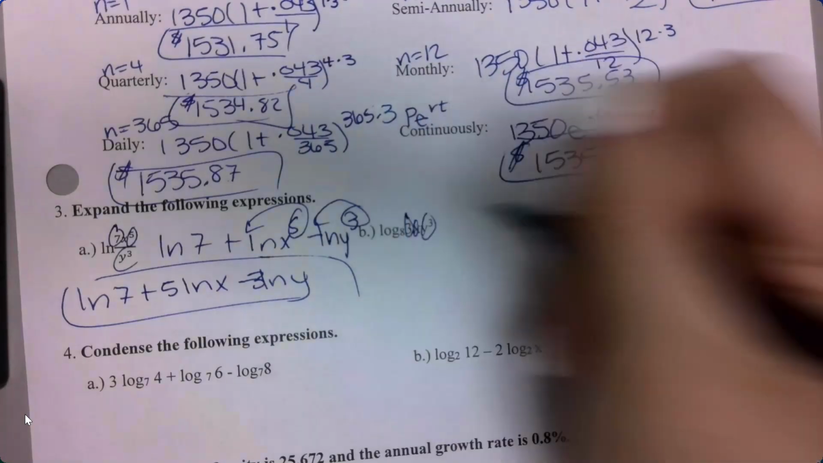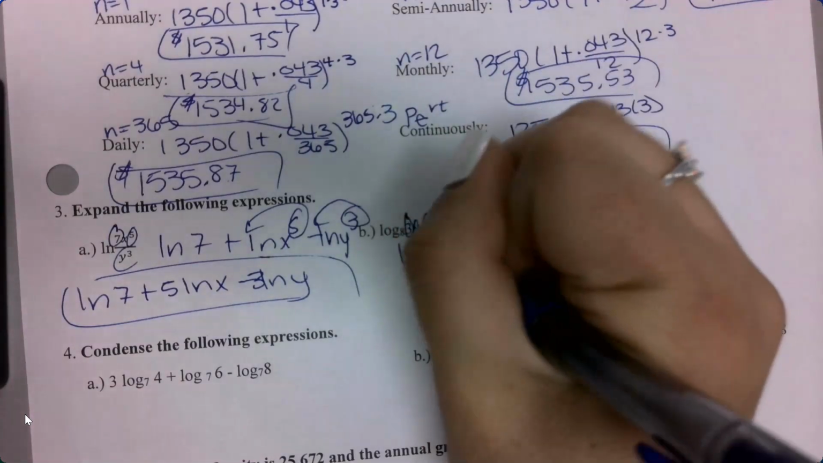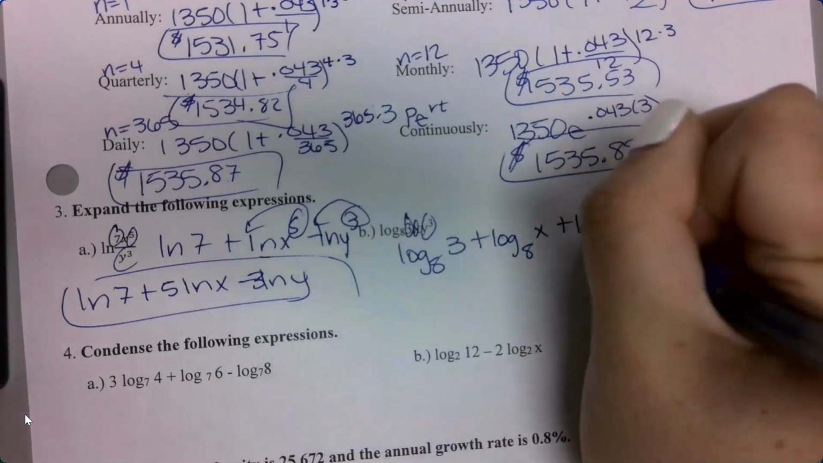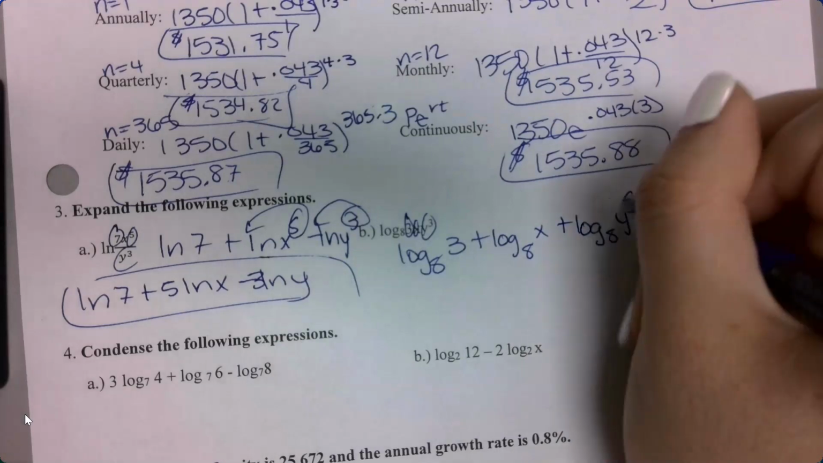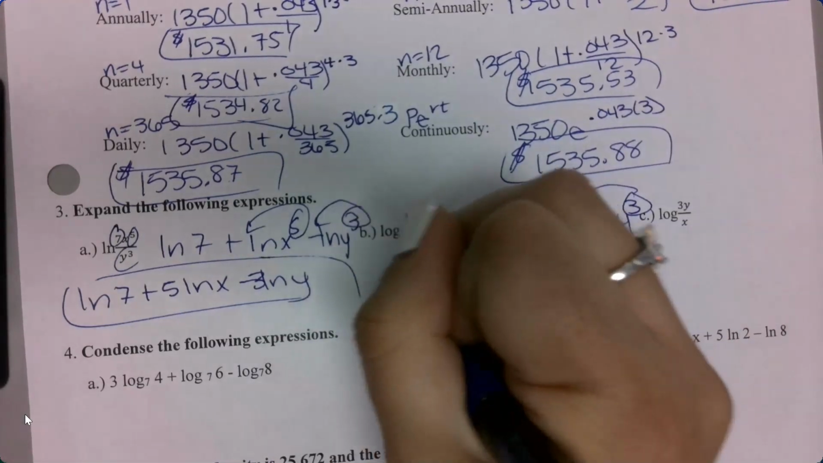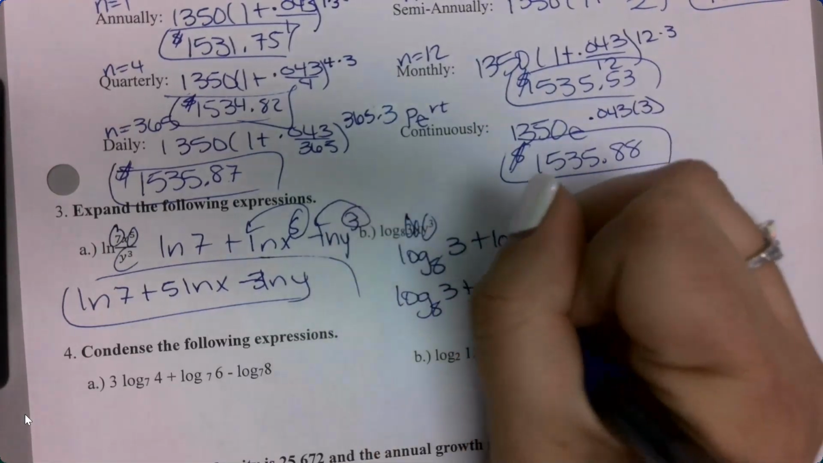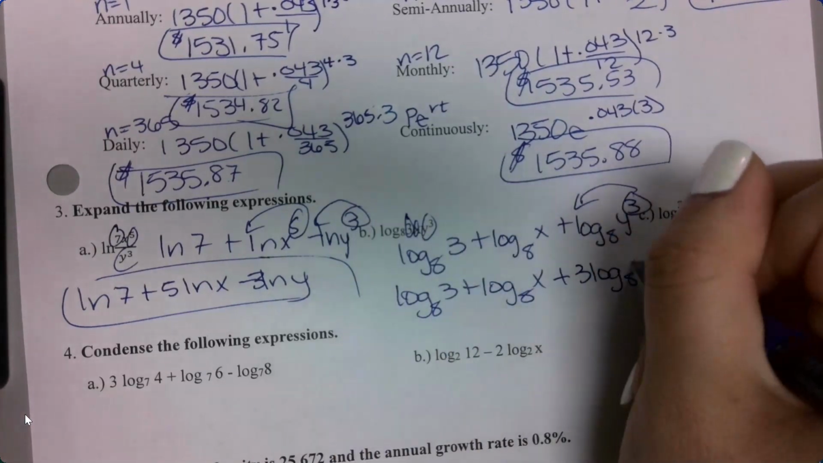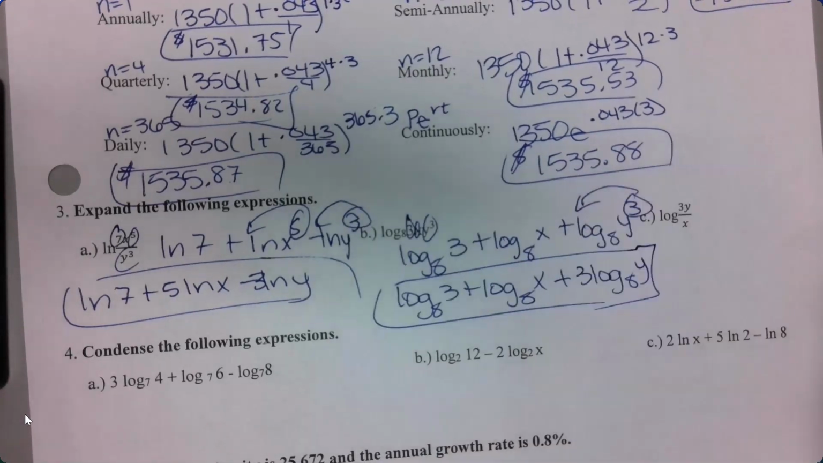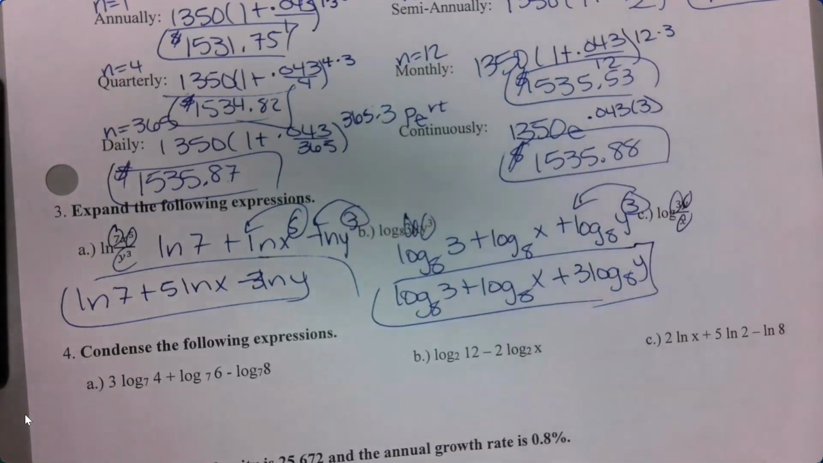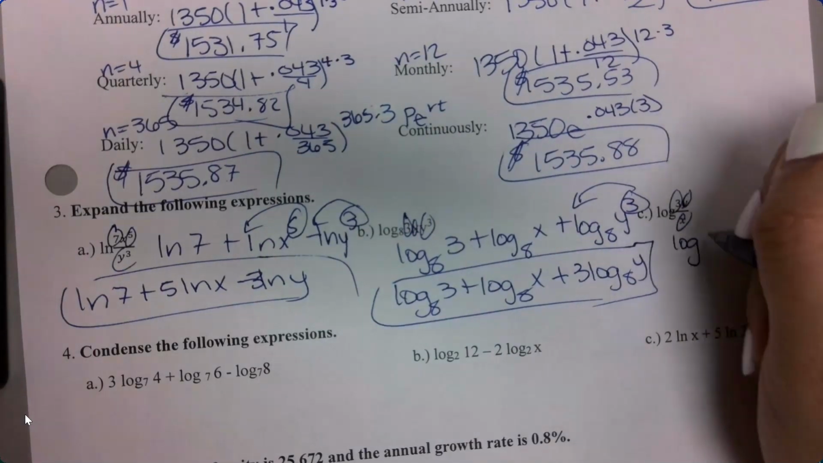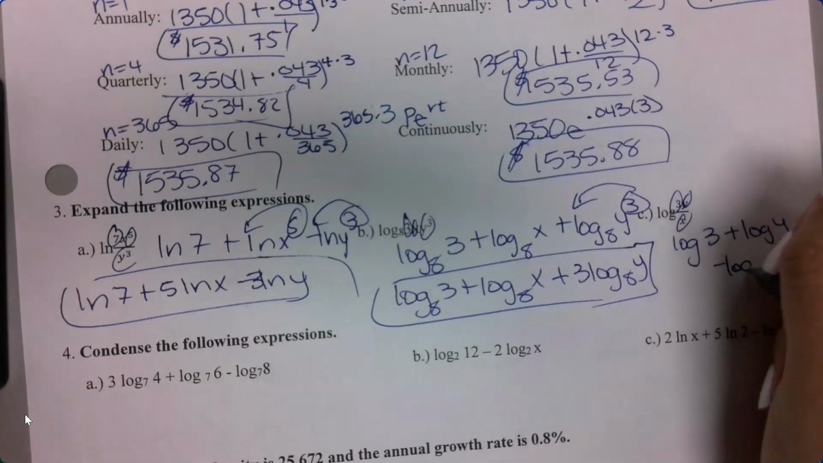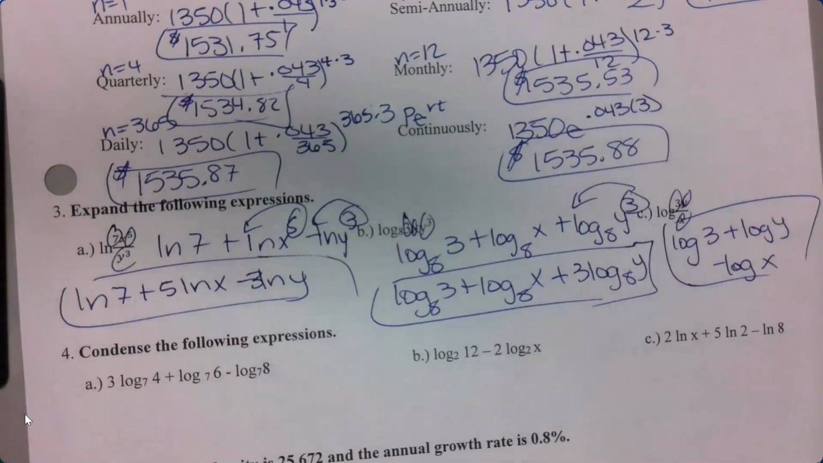Again, 3, x and y are all separate things, so this is log base 8 of 3 plus log base 8 of x plus log base 8 of y cubed. My exponent goes out front, so I have log base 8 of 3 plus log base 8 of x plus 3 log base 8 of y. And then again, 3, y, and x are separate here, so that is going to be log 3 plus log y, because those are on the top, and then minus log x, because that's on the bottom.